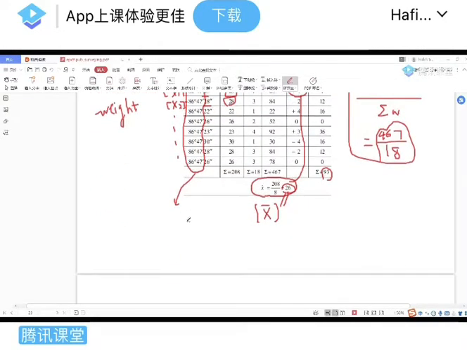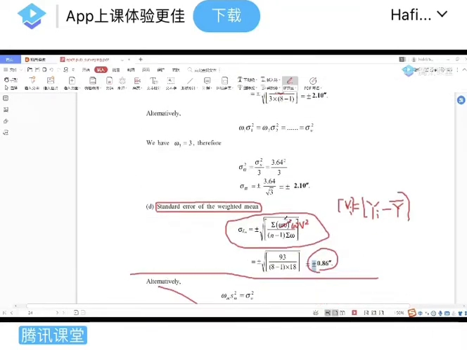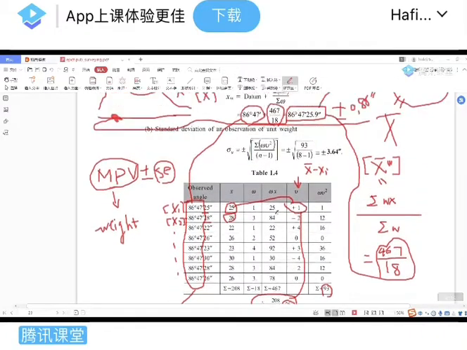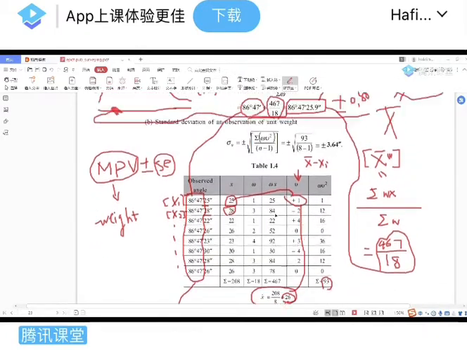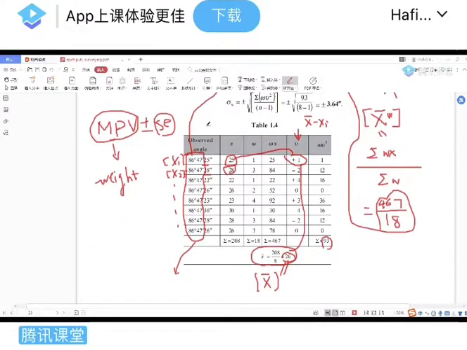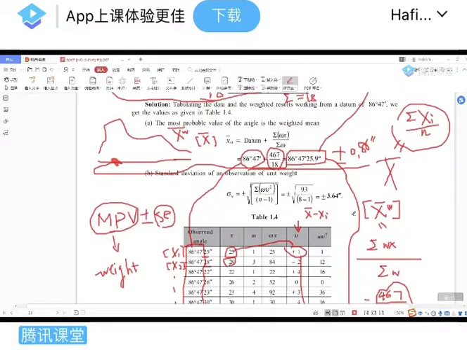So this standard error of the mean is based on the normal mean. How to do the calculation? I told you already: you do this bit, the mv squared. Just follow suit. Now let me talk about your homework. Your homework is easy. Just reproduce this one.